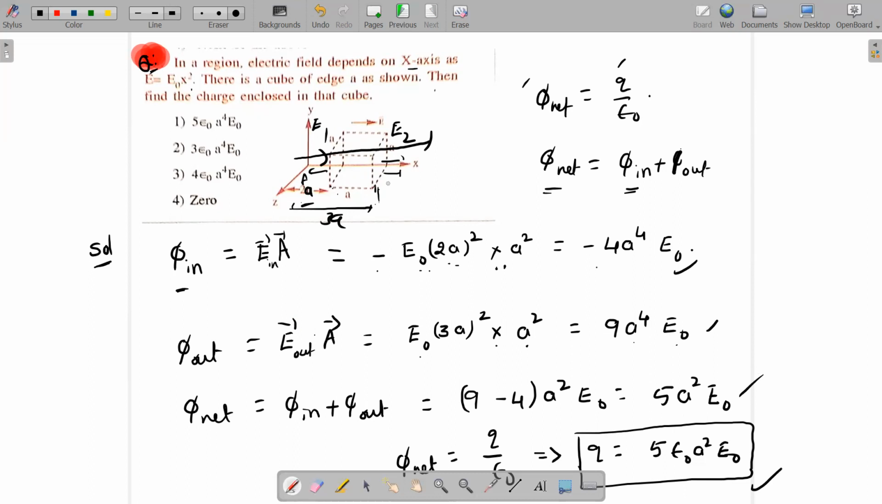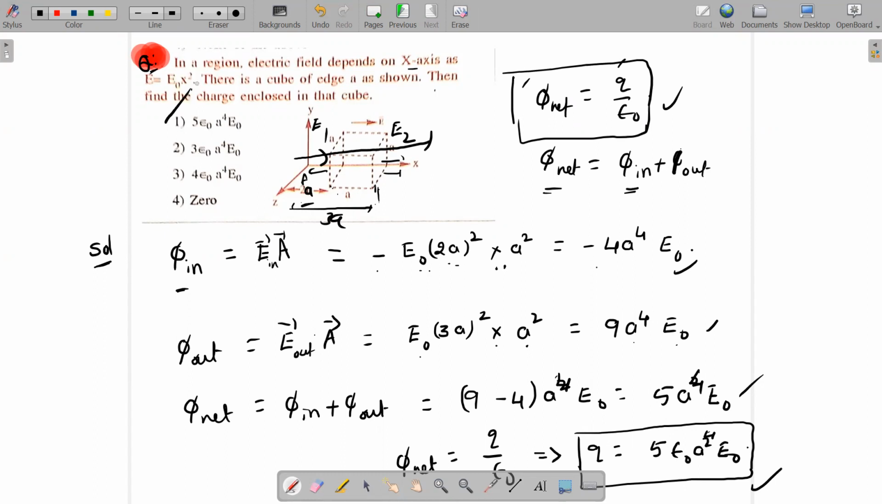But you are asked to find the charge enclosed by the cube. From Gauss law we know that net flux is equal to Q by epsilon naught, or 1 by epsilon naught times the charge enclosed. So 5a power 4 E naught is equal to Q by epsilon naught. From this, Q is equal to this into epsilon naught, so 5 epsilon naught a power 4 E naught. Which option is the right one? The first option is right.